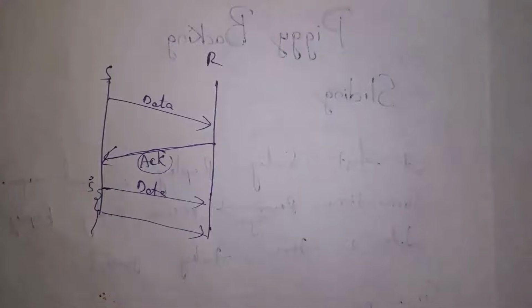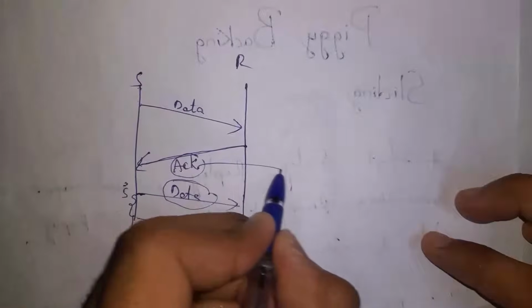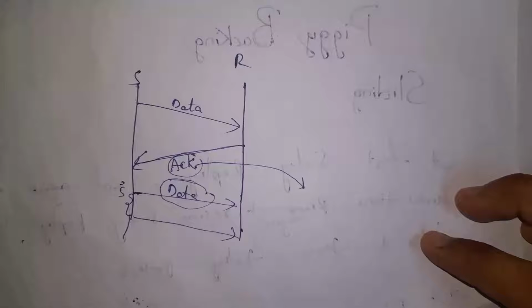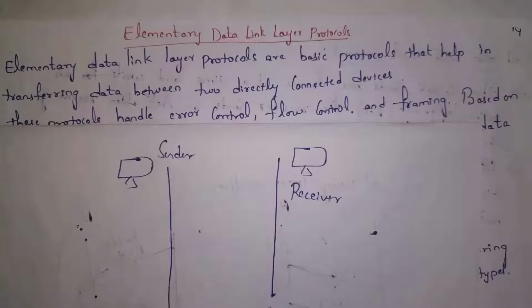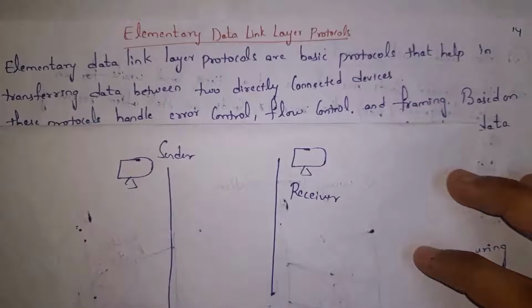If there is no acknowledgement from receiver, sender will again send the same data. So acknowledgement is nothing but reply message. If sender receives acknowledgement, then sender will know that data has successfully reached the receiver. And if sender doesn't receive any acknowledgement, sender will think that data has not reached the receiver, and sender will again send the same data. By using elementary data link layer protocols, two devices can connect to each other and they can transfer data directly.